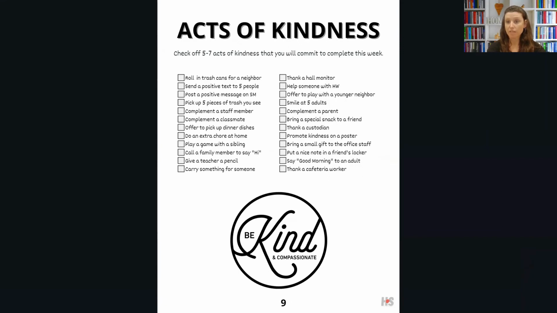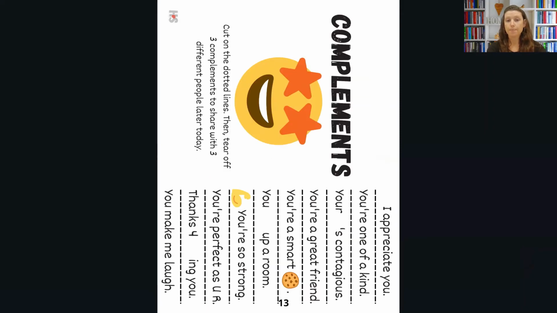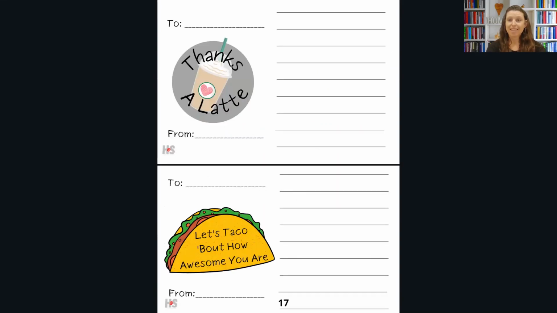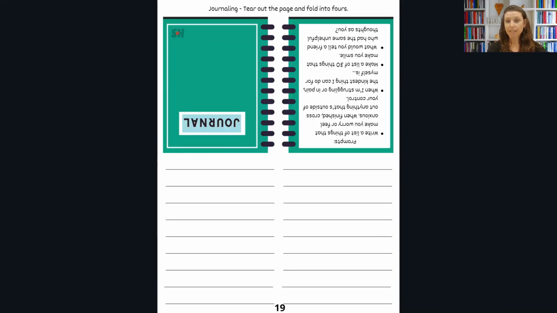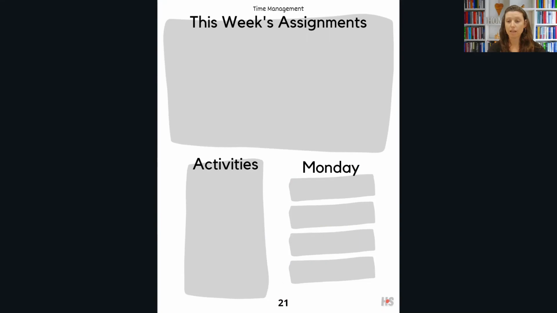For example, selecting 5 to 7 acts of kindness they can complete in the week, learning about a model for resolving conflict, coloring mandalas. They take some time to choose compliments to give to folks throughout the day. In addition, here's that page I was describing about connecting with others. They may use some time to practice gratitude and write a thank you note to someone. They have 2 different opportunities to journal. So this page comes right out of their packet and is folded in 4 to create a mini journal for themselves. And they get to practice time management, creating to-do lists, prioritizing, and scheduling the week with their assignments and their activities.